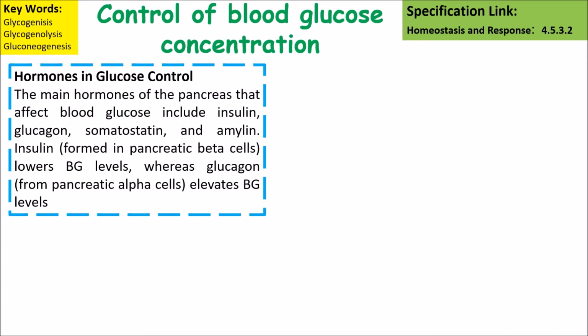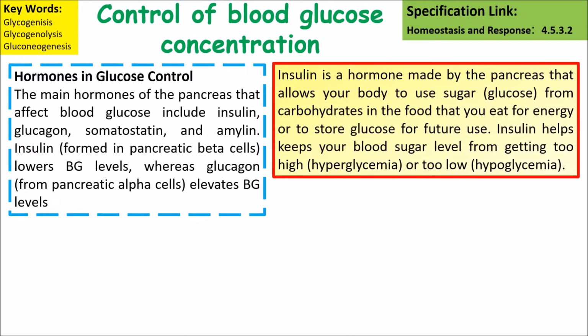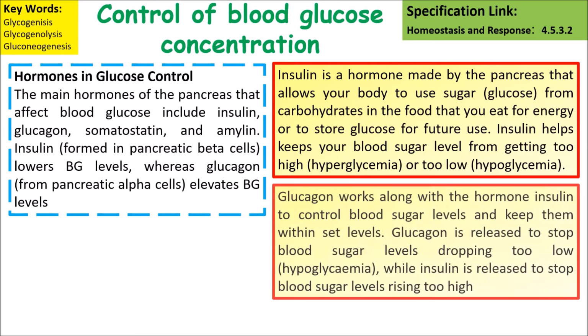So the main hormones that affect blood glucose include insulin and glucagon. Insulin is the hormone made by the pancreas that allows your body to use the glucose from carbohydrates that you eat, and it causes it to be stored. And glucagon works alongside this hormone to help control glucose levels. So glucagon is released to stop blood glucose levels dropping too low.